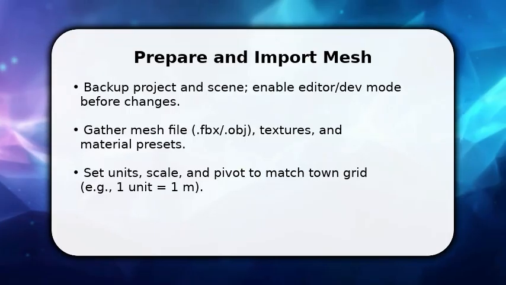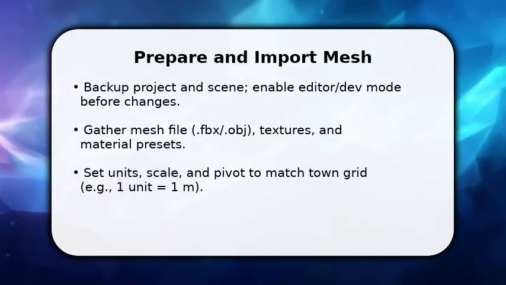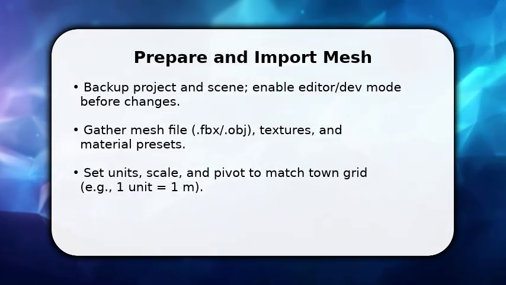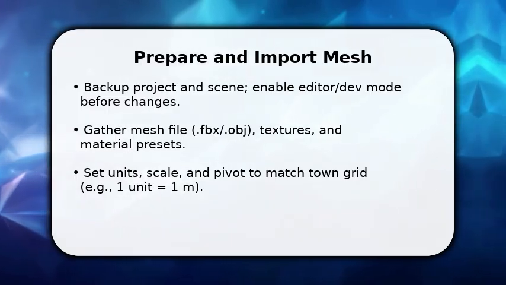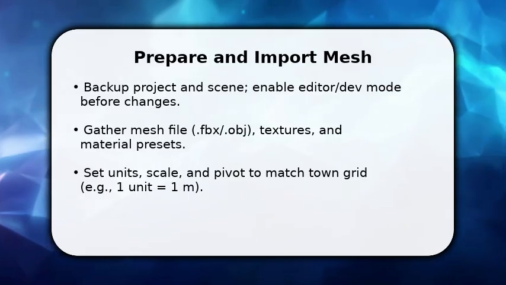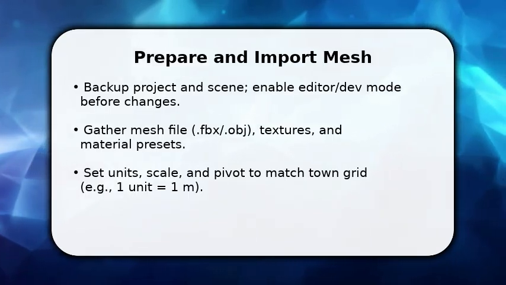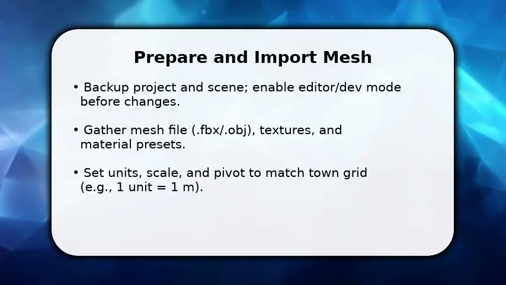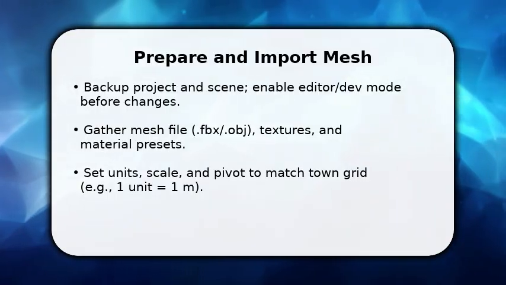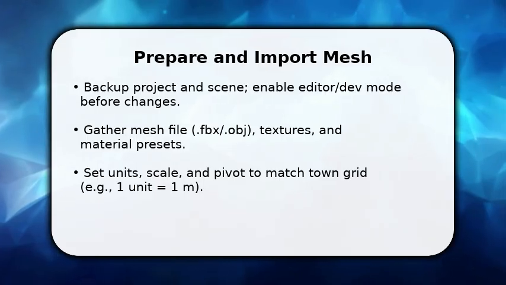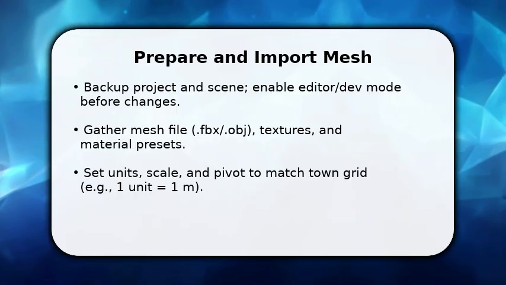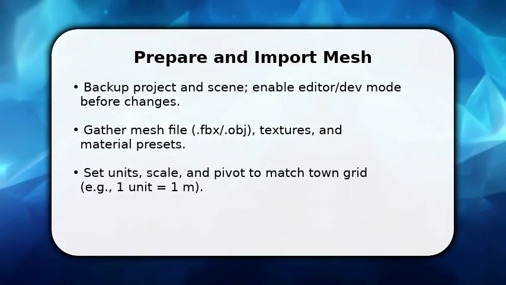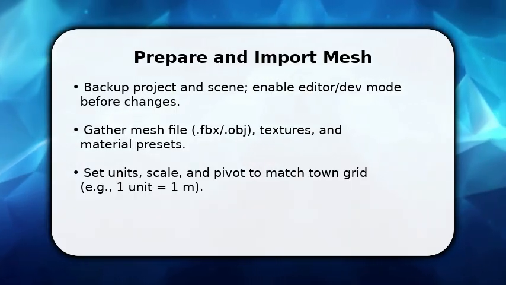You start by preparing everything. Back up the town scene and enable developer mode so you can revert if needed. Next, import the mesh file and its textures into the asset folder. Make sure scale and pivot match the town grid so placement is predictable. Once imported, assign a basic material so you can see the model in the viewport and set its transform origin. These first steps prevent placement errors later and get you ready to configure collisions and visuals.